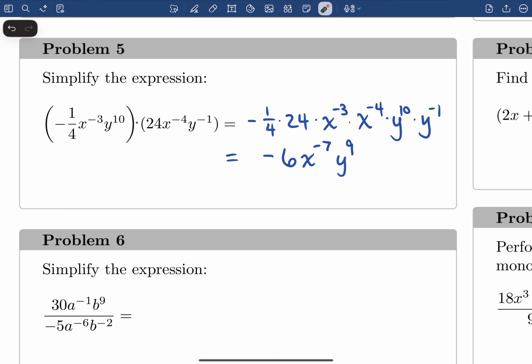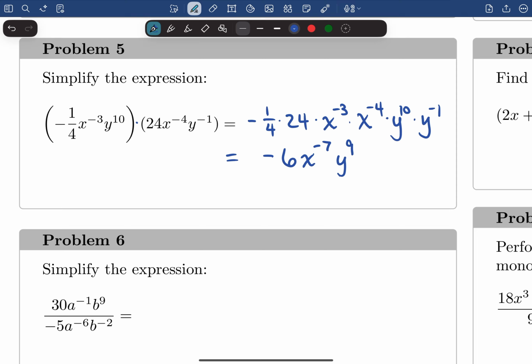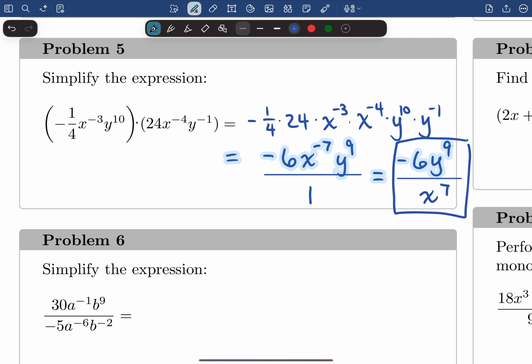Now, you may recall from our discussion on properties of exponents that we cannot have a negative exponent in our final result. But to make a negative exponent become the positive version of that exponent, we just put it in the bottom of a fraction, right? So there's a fraction right here. This is all divided by 1. And if I want to, I can flip the x to the negative 7 and put it in the denominator of this fraction. Okay, and it becomes x to the positive 7, and I'm done. This is the answer.